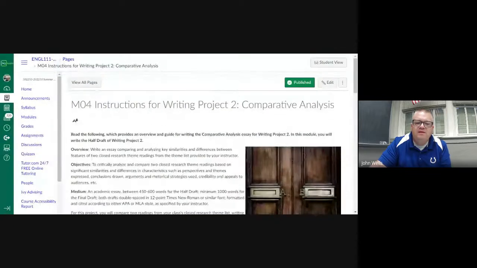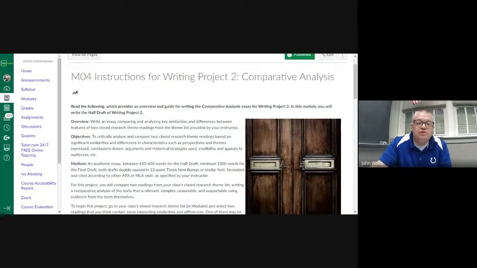The big piece for this module is the comparative analysis first draft, writing project number 2. Like we did last time, you're going to turn in part of your draft. We'll read it, get some feedback, and help you get a little bit better and stronger for your final draft. Here are the instructions for what you're going to do.